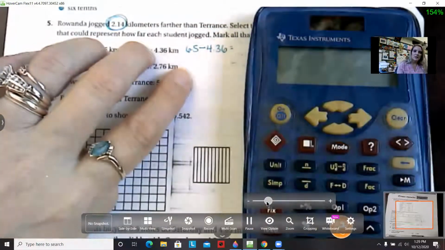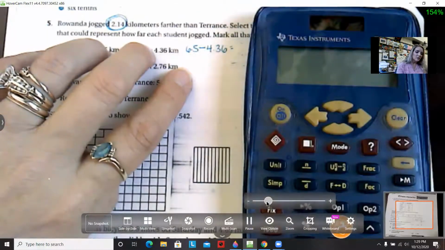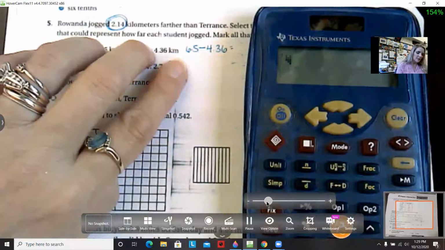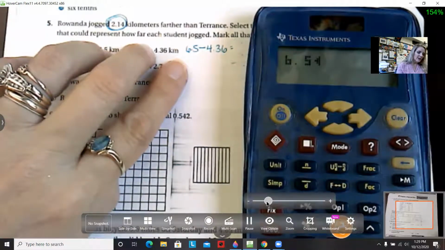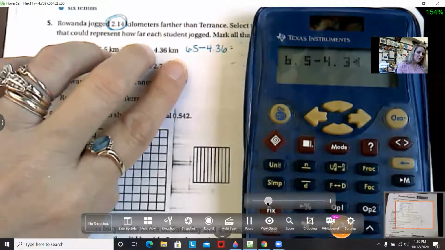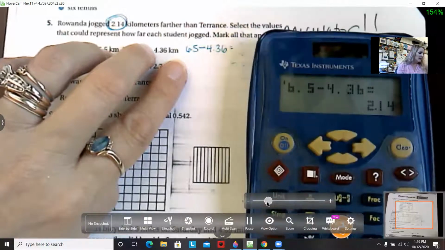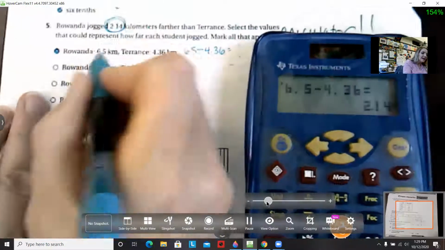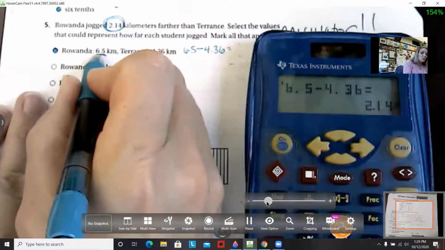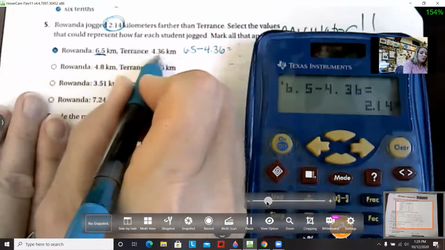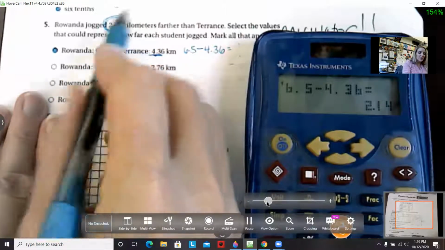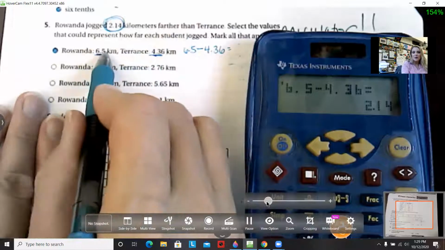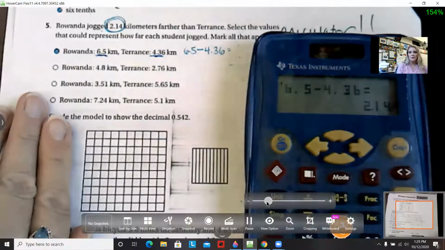Well, let's plug it into our calculator. If you'd rather do it by hand, that's completely fine by me. 6 5/10 minus 4 36/100. And voila, we get 2 14/100. So that is a definite yes. And I can tell that that's right also because Rwanda's number is longer than Terrence's because she jogged farther than him. So that means that her number has to be greater than his number.